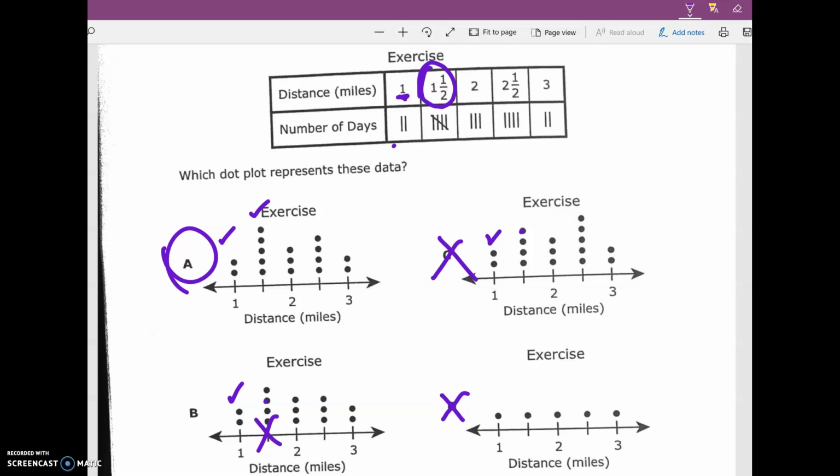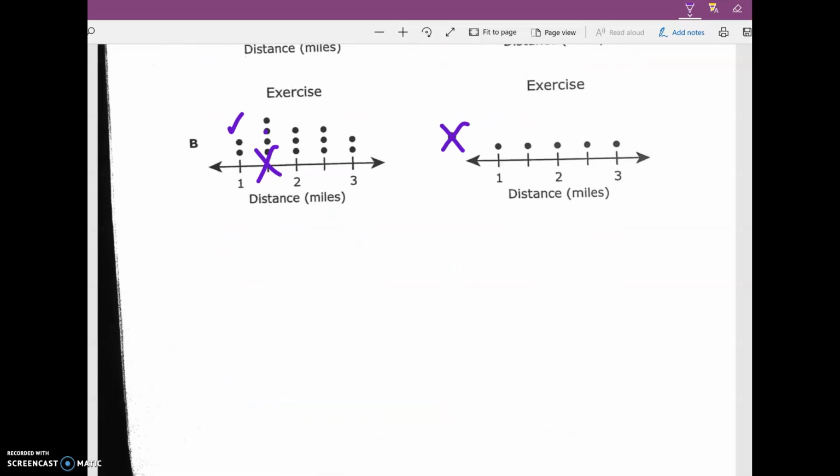We don't want to get caught. 2 should have 3. 1, 2, 3. I like it. 2.5 should have 4. Yes, I like it. And 3 should have 2. Good. So we went back and double checked because remember, sometimes test takers make mistakes. So we want to make sure that it's all correct, but I liked all of those. So A is the line plot that represents that chart.